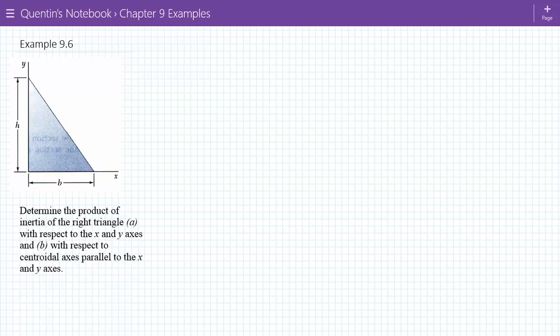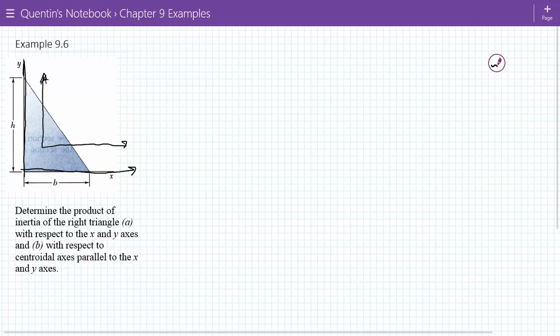Okay, let's look at example 9.6 in the book. We have a right triangle, and we're supposed to determine the product of inertia with respect to this axis right here. What is the product of inertia of this whole thing? And then later we're going to turn around. Part B says with respect to this centroidal axis, what is the product of inertia?